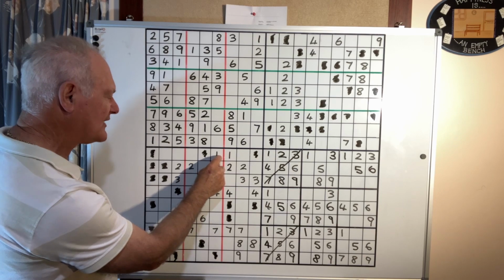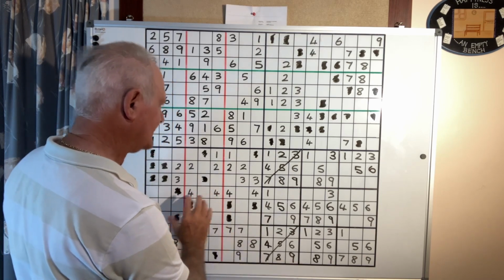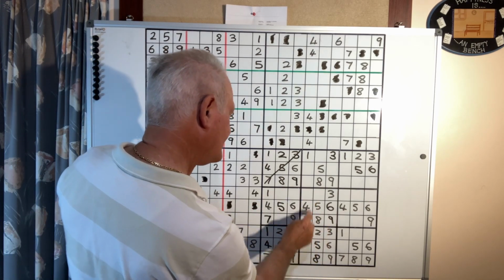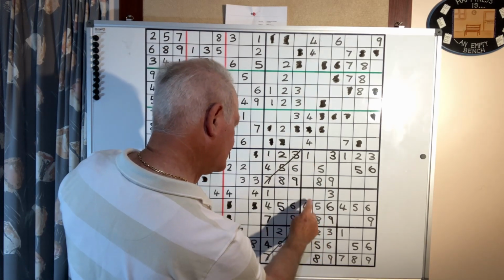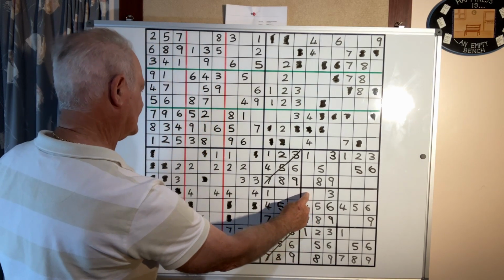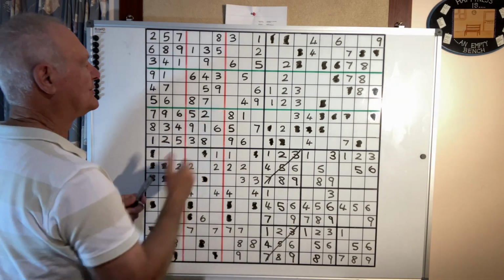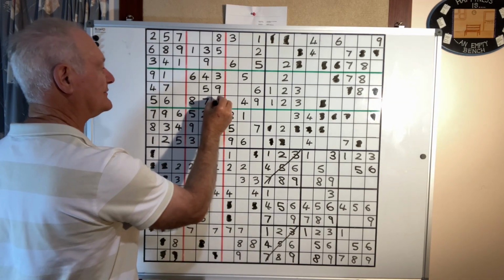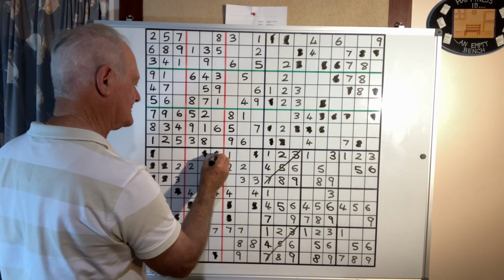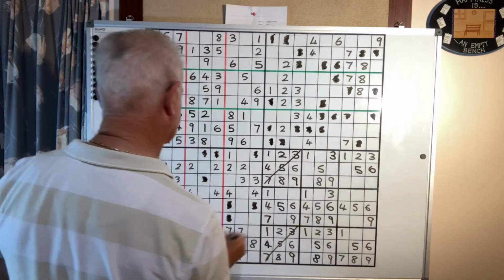Let's go to trunk 2. We've got a 1 that's required in the middle. Right, let's see if we can find a home for it. Oh, there's only one possible cell. So there's our 1, which we found in the middle.